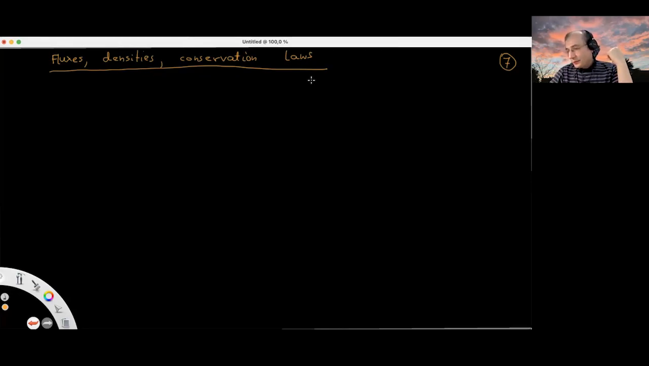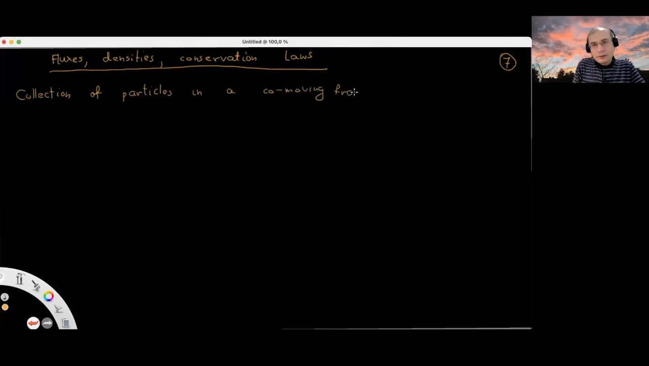I would like to say a few words about how this is supposed to work in special relativity. So we assume that we have a collection of particles in a comoving frame. And let me draw a picture.